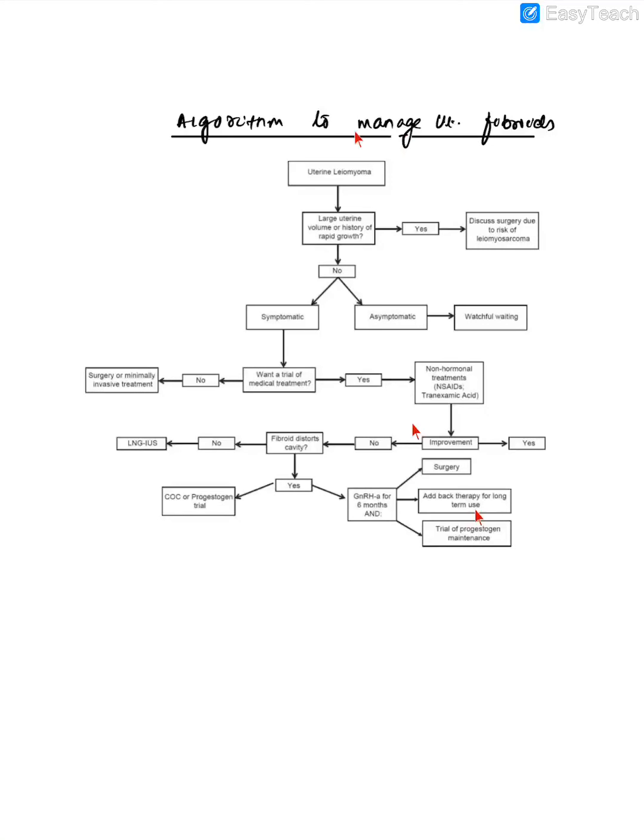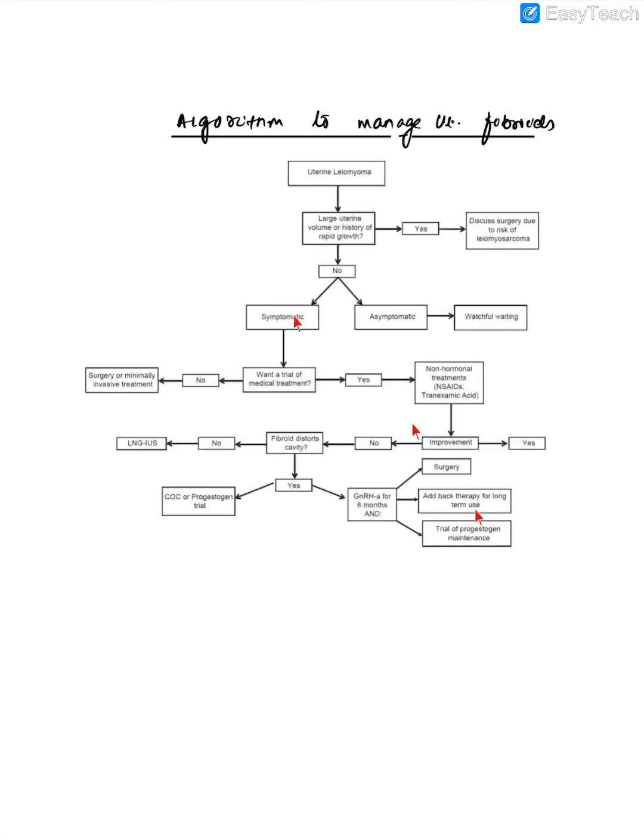So this is the algorithm which tells us how to manage uterine fibroids. If you are having a fibroid, then if the fibroid is large volume or there is a history of rapid growth, if this is yes, it is a very large fibroid, then we have to rule out the risk of leiomyosarcoma by MRI and counsel the patient to go for surgery. If the fibroid is not very large and there's no history of rapid growth and the fibroid is asymptomatic, then we wait.